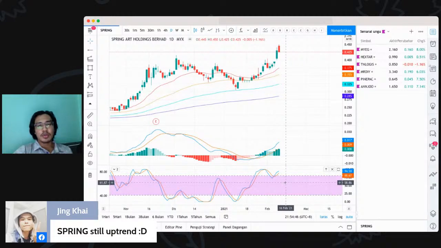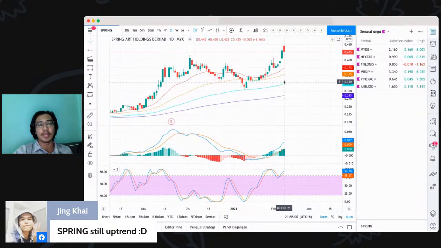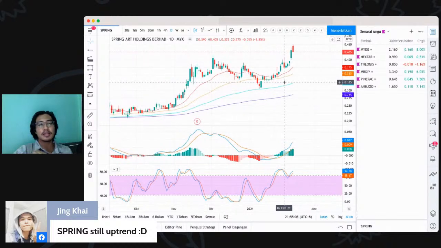So for me, this is not a red flag. It's not a sign for you to take profit yet. But still make sure that you follow your trading plan. Go see back the reason you bought this counter, where your parameter is, and use that as your trading plan. I think this is still good.